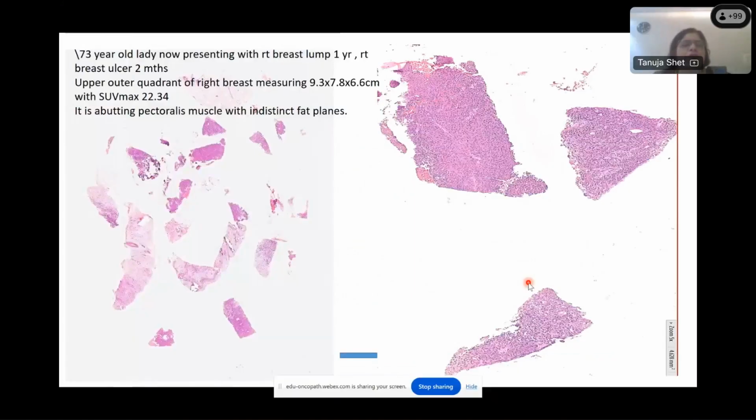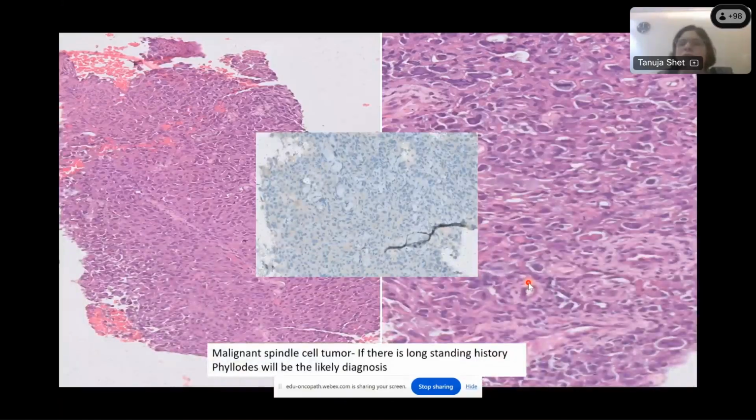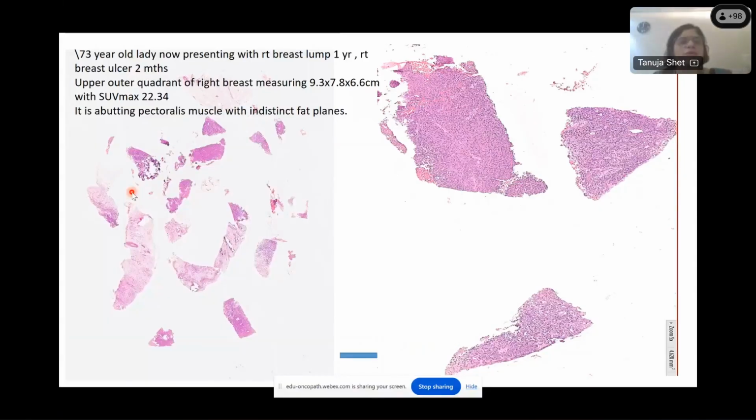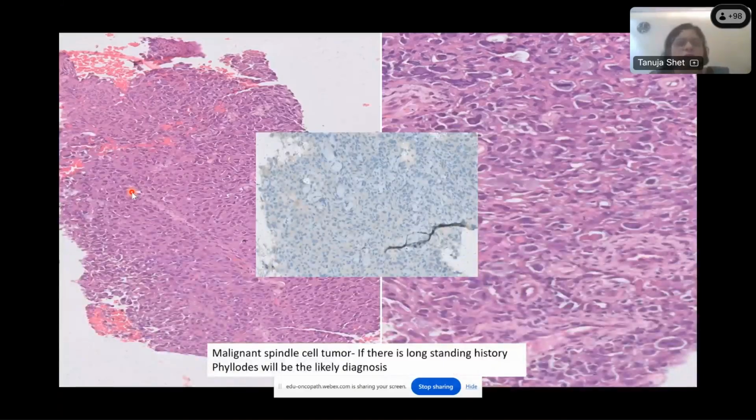Another 74-year-old lady with core biopsy. Now, this mass was 9.3 centimeter. Okay, and it was very important that we say whether this is a sarcoma or a carcinoma. Okay, so it was a spindle cell lesion, and you can see AE1/AE3 was negative. It was a malignant spindle cell lesion. So we said that there was a long-standing history. So we said, okay, maybe 1 year. So they said, okay, maybe phylloids, but we don't know what it is.